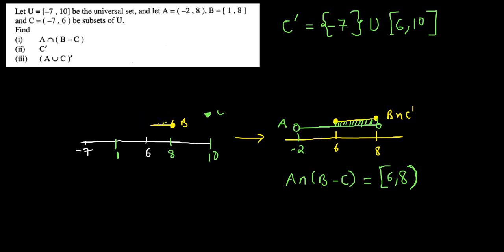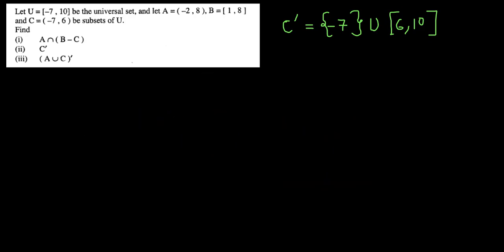Now for the set C complement, I already answered it. You can see the answer is here. That's the second question. Find C complement. We've already answered it. It's there. So we can go direct to part 3 of the question. Part 3 of the question, we want to find A union C.